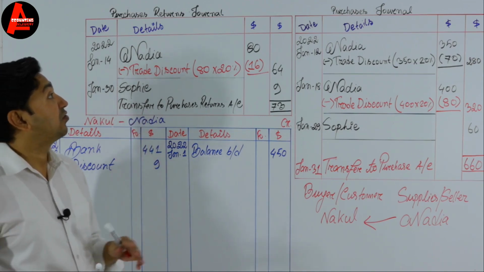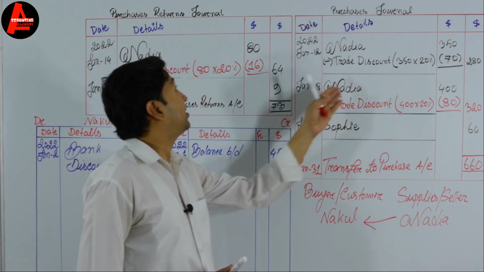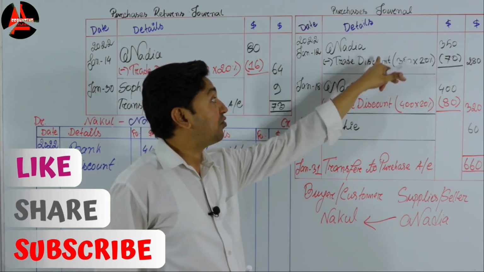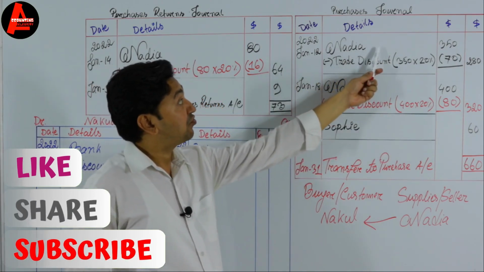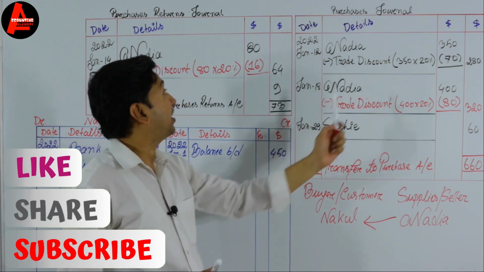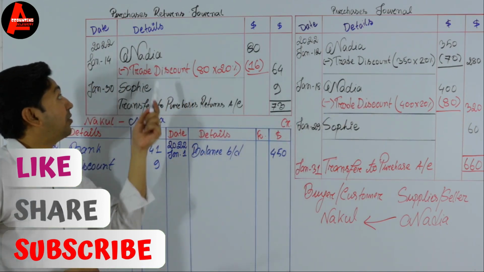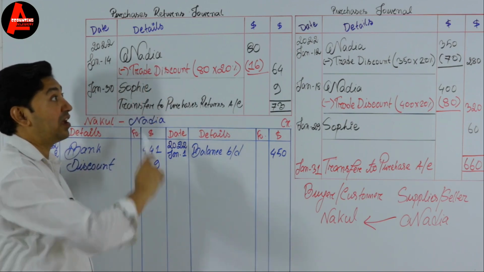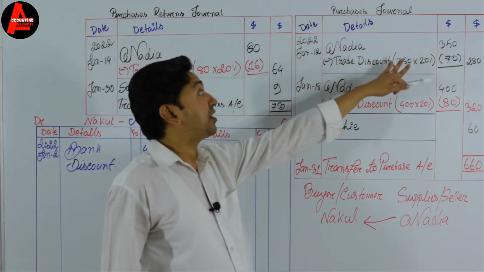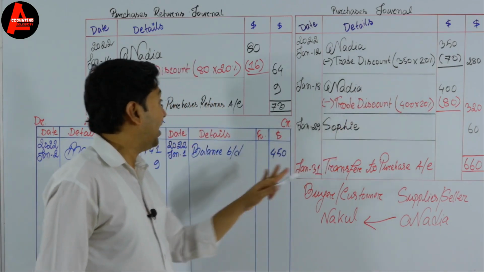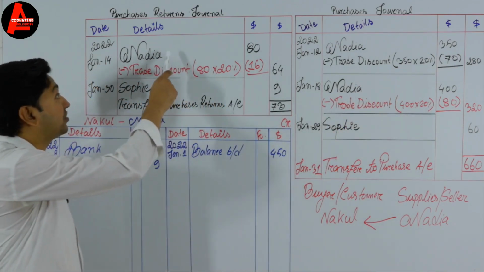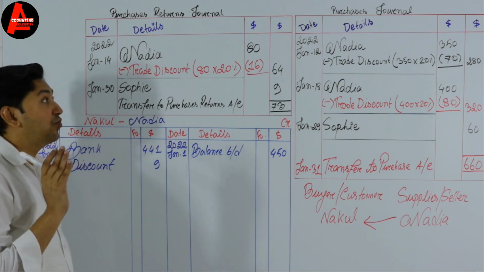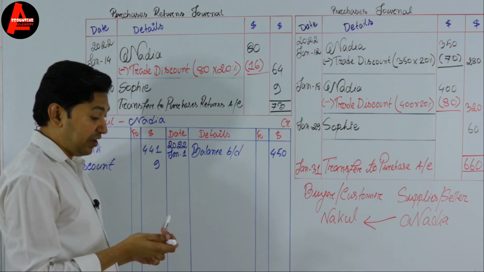Now let us look here. Here we have the purchase journal, and here we have the purchase returns journal. Here we have three transactions, 1, 2, 3. In the first two transactions we see Nadia's name. In the purchase returns journal we have two transactions, and in the first we have Nadia. So purchase transactions will be on the credit side and purchase returns transactions will be on the debit side. Simple to remember.